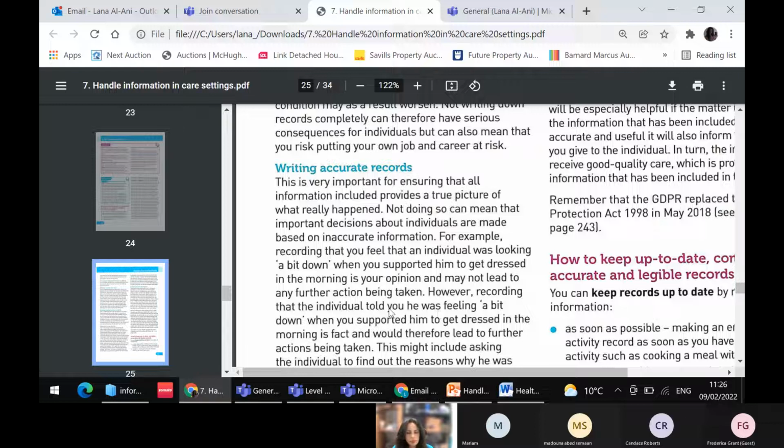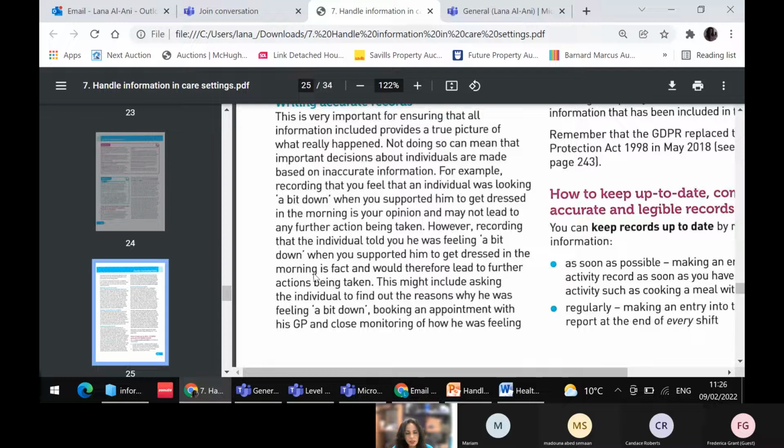However, recording that this individual told you he was feeling a bit down when you were supporting him to get dressed in the morning is fact. And would therefore lead to further action being taken. This might include asking the individual to find out the reason. So when we talk to the client and they say, oh, I'm really sad today, I'm down, we need to get all the information. We can't just write down that the client is feeling down today. I need to get all the information I need to write about my client.